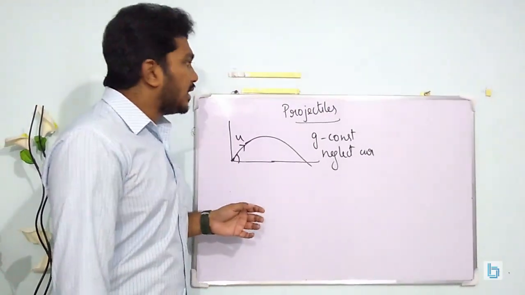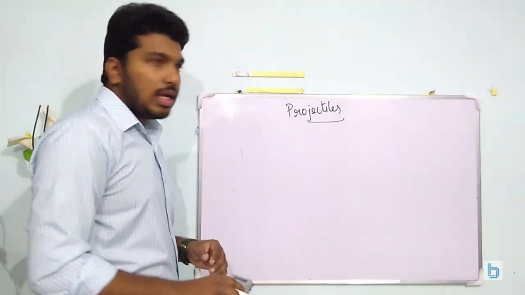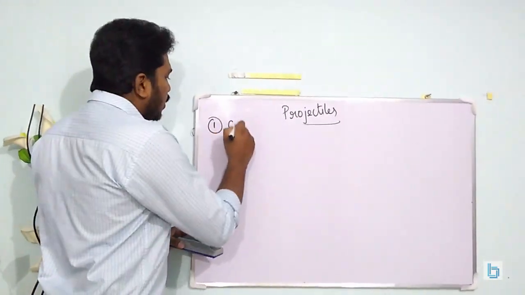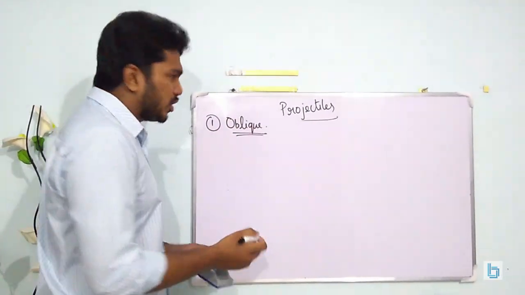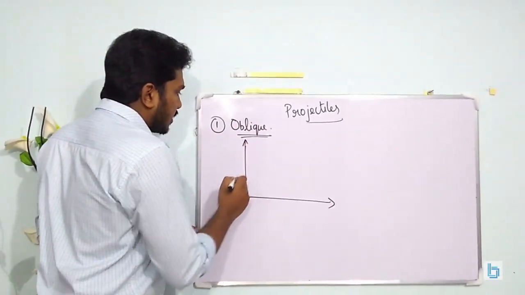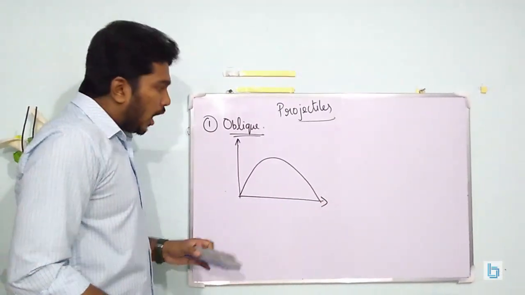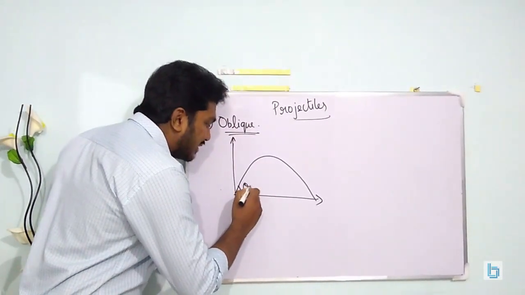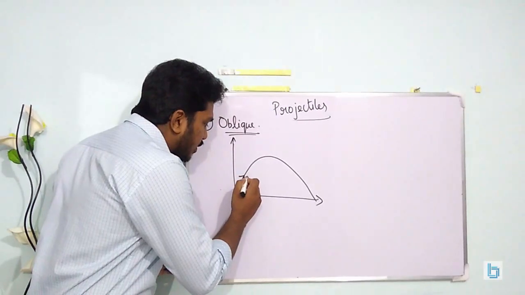So let's start with the first one, an oblique projectile. A projectile is a common term, but we are going to deal with an oblique projectile, or a ground to ground projectile. I'm drawing an axis here, representing the projectile motion. It is projected at a certain angle theta with respect to the horizontal with a certain initial velocity u.